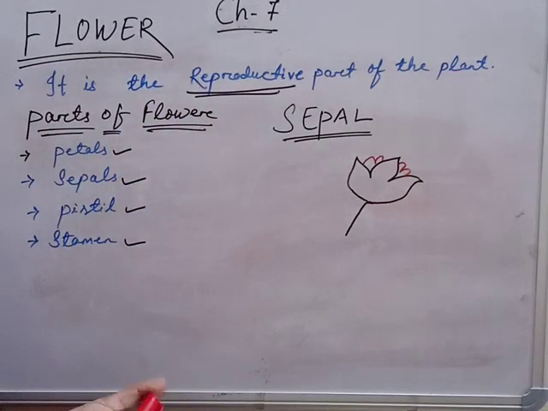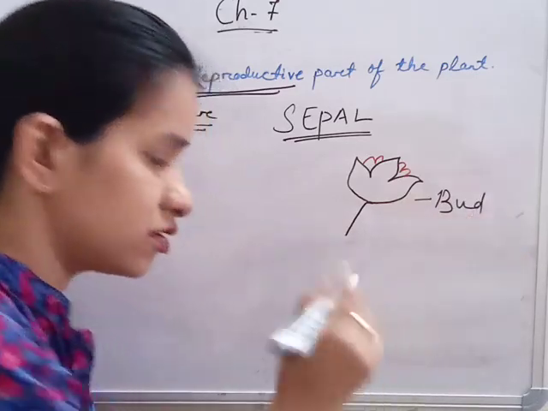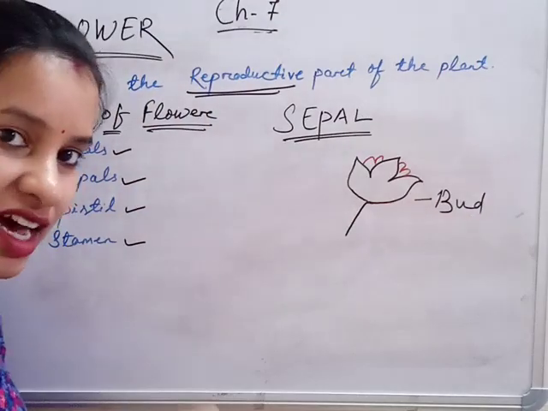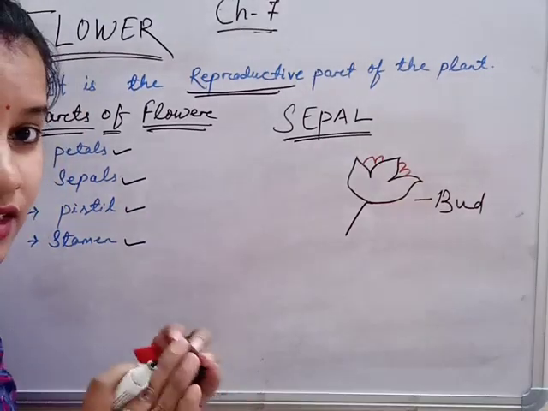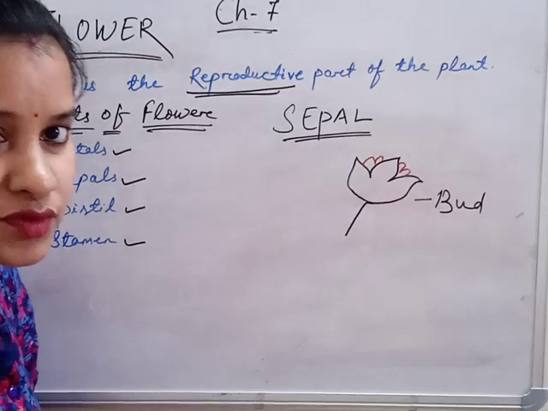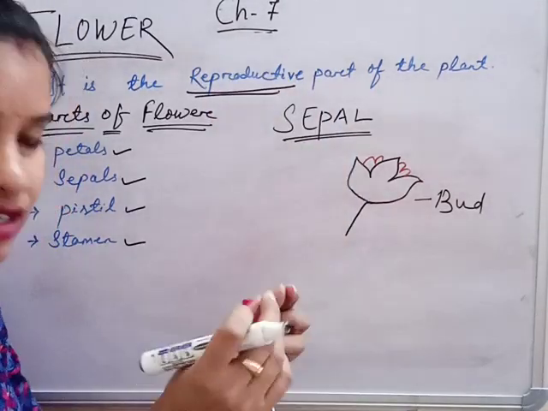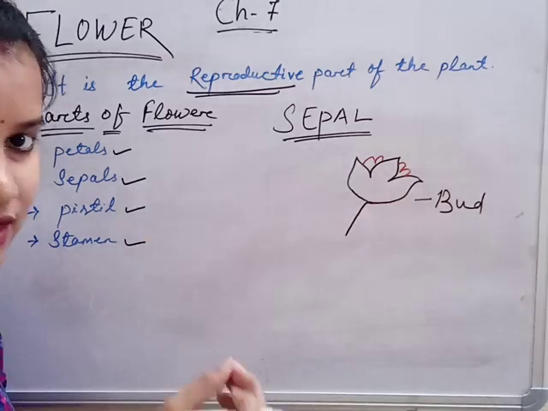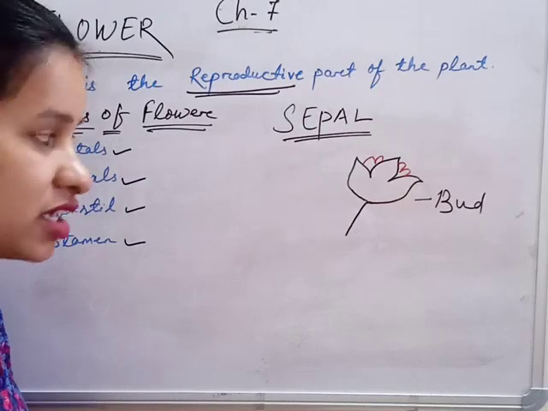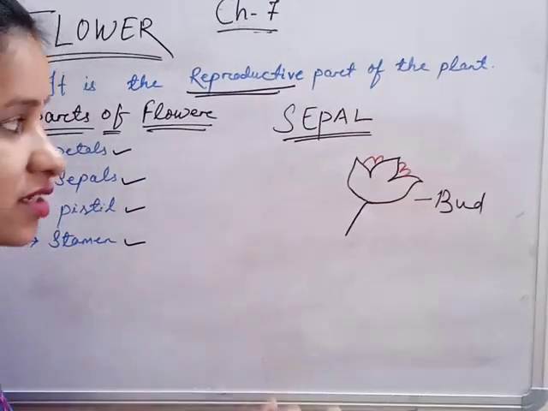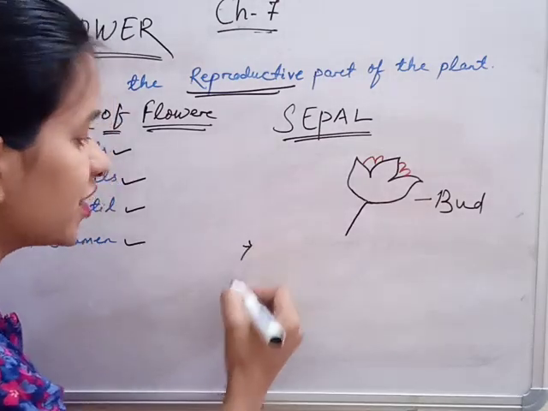So actually I have drawn a bud of the plant. When the flower is in the bud stage, it is protected by a green colored protection. You might have seen at the base of the flower there is a green colored substance. So when the flower is in the bud stage, it is protected by a green cover that is called sepal. Okay, so what should we write for the sepal?